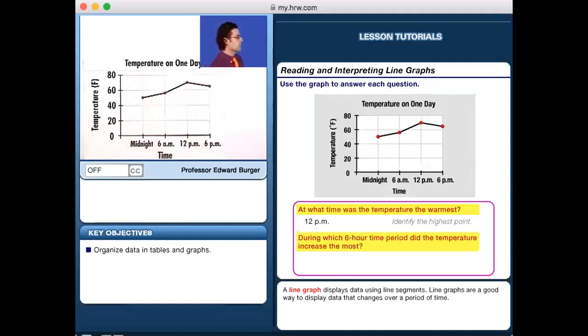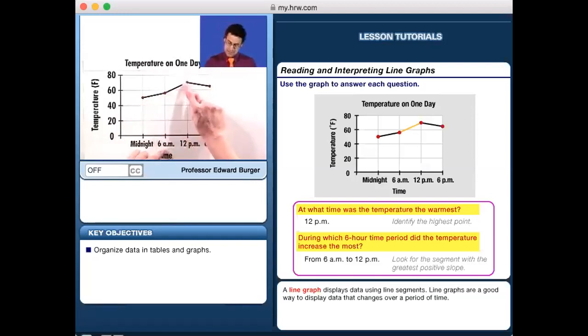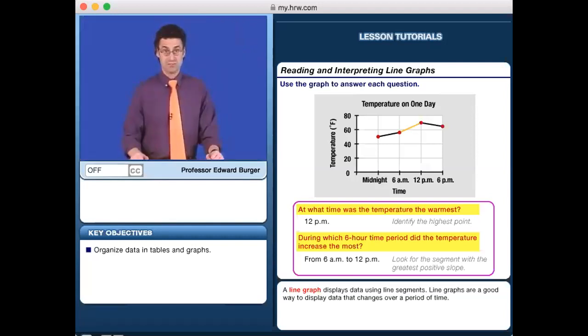And during which 6-hour time period did the temperature increase the most? So that's sort of a fun question. It's asking for when we are increasing the most. Here we're increasing by that much. You can think of that as a slope. Here we're increasing a steeper amount, so this is even more. And here we're actually decreasing. So what's the answer? I'd say the answer is the 6-hour time period between 6 a.m. and 12 noon, because that steepness is the greatest compared to the others. And so that's the answer to that question.